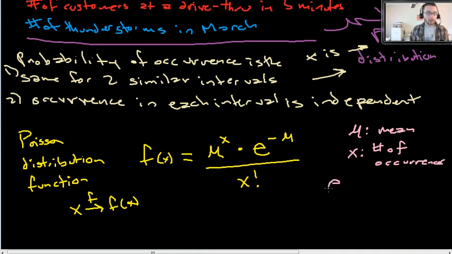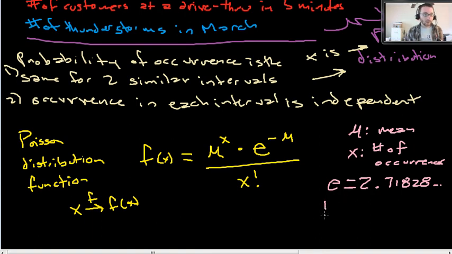E is Euler's constant. It's just a number. It's not a variable. It's 2.71828 and so forth. It's a really cool number. If it's new to you, Google it. There's lots of cool stuff out there about E.